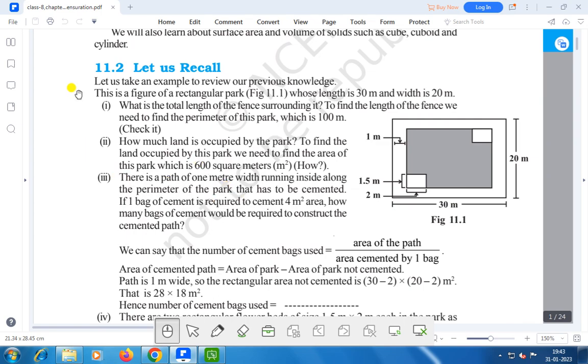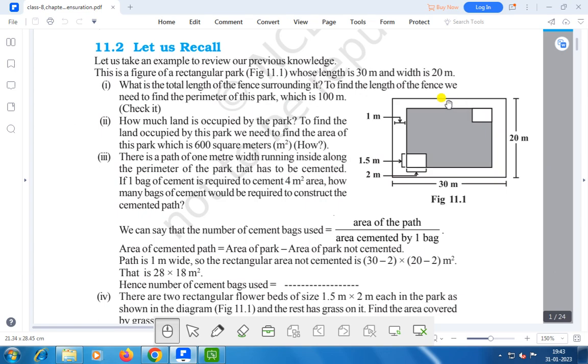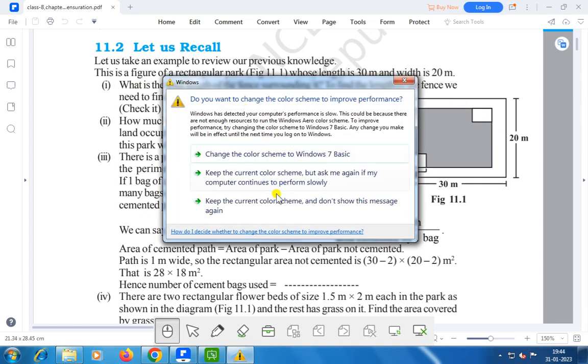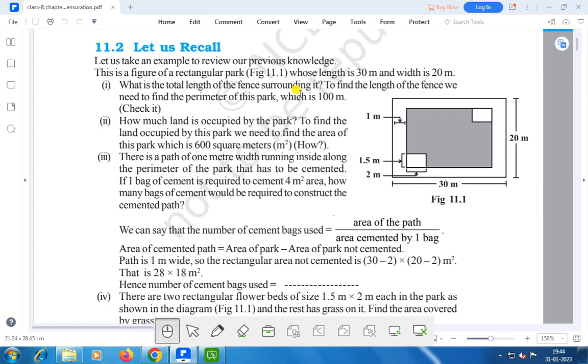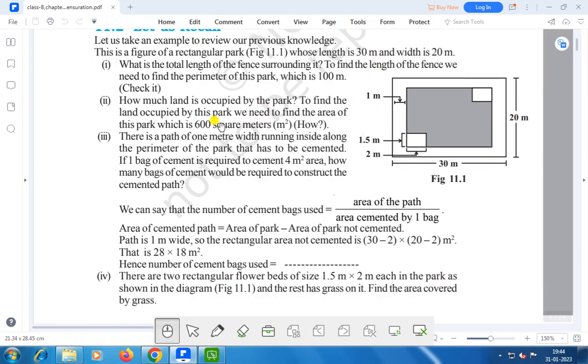Let us recall. Let us take an example to review our previous knowledge. This is a rectangular park whose length is 30 meter and width is 20 meter. What is the total length of the fence surrounding it? To find the length of the fence, we need to find the perimeter of this park, which is 100 meter, right? 30 plus 30 is 60, plus 20 is 80, plus 20 is 100 meter.